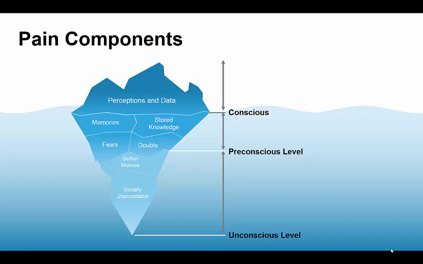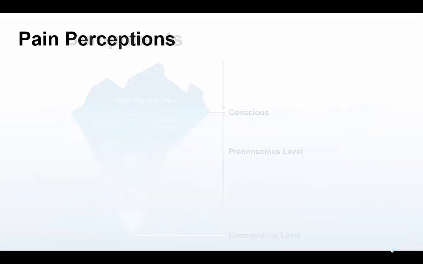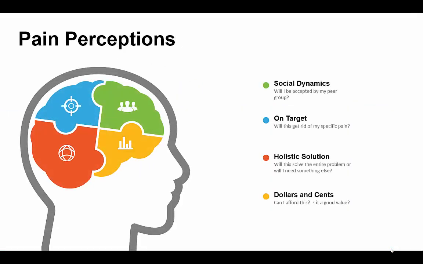So let's take a look at some memories, those fears and doubts, their motive, and the social responsibility that they might be facing. Let's go in and look at their pain perceptions. There's probably some social dynamics at play that may not be discussed. If they buy your particular car or truck, will they be accepted by their peer groups, by their neighbors, by their family, by their friends? If they buy your particular car or truck, will it be on target with their specific pain or problem?